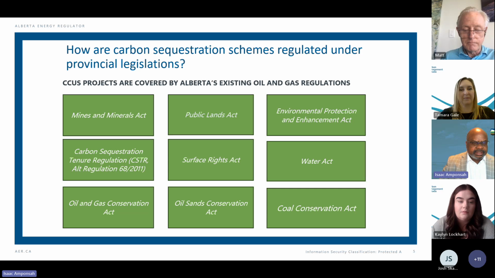So again, these are just some of the acts that we can share with you to highlight that we do have a robust regulatory framework built around the oil and gas regulations that helps the government to really deploy CCS in the province.